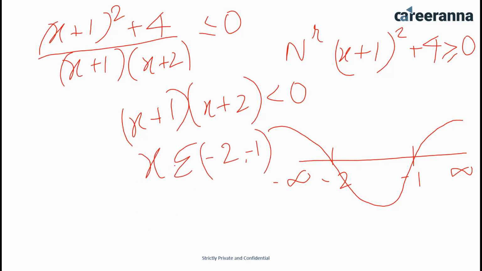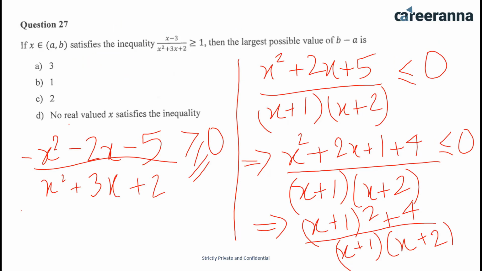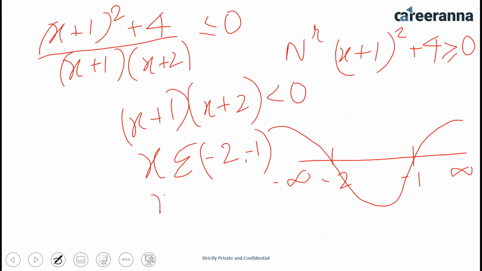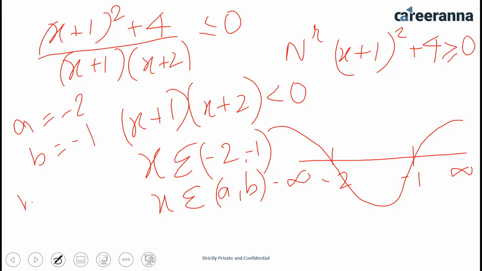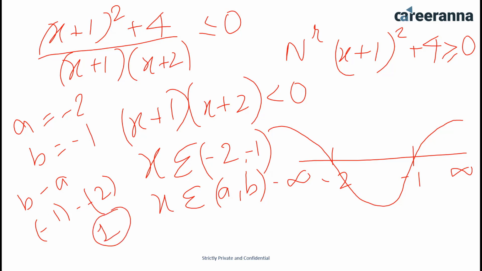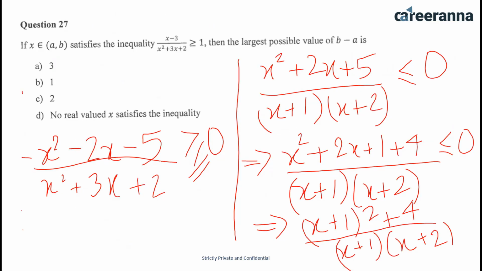Now in the question itself, it is given to us that x belongs to a comma b, open bracket, and the question is asking the largest possible value of b minus a. So what is the value of a? A is minus 2 and b is minus 1. The question is asking about the value of b minus a. So b minus a is nothing but minus 1 minus of minus 2, which will be equal to minus 1 plus 2, that is 1. Hence our answer to this question becomes b, that is 1.